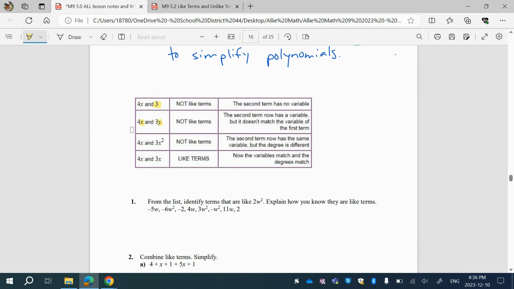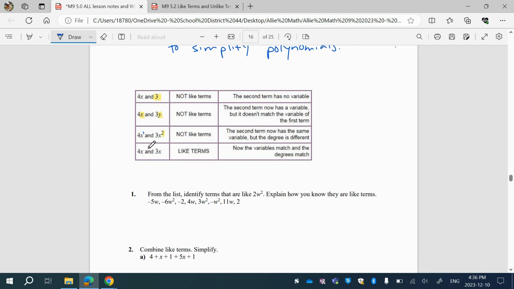Last one, we got 4x and 3x squared. Okay, so they're both a variable, they're both x's. However, these are still not like terms because the second term now has the same variable, but the degree is different. Remember, the degree, this one's going to have an invisible 1 there. So we have to the power of 2 and we have to the power of 1. It's not the same degree, so these are not like terms.